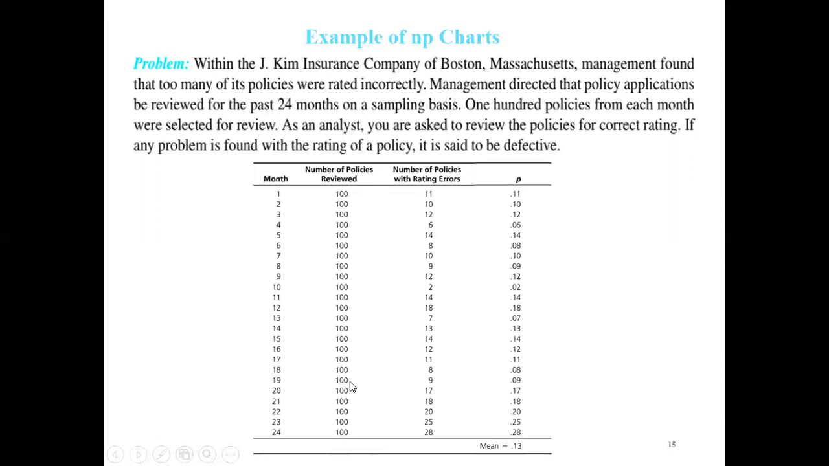And the number of policies with rating errors is 11, 10, 12, 6. These are the number of policies with errors. And its p-value is 0.11, which is 11 divided by 100. That is the number of policies with rating errors divided by the number of policies reviewed. So the mean of P, or P bar, would be 0.13. It is the summation of all these values divided by 24. So that will be equal to 0.13.